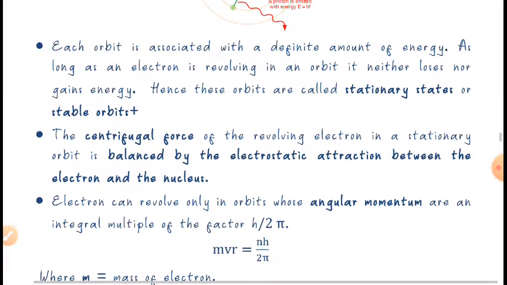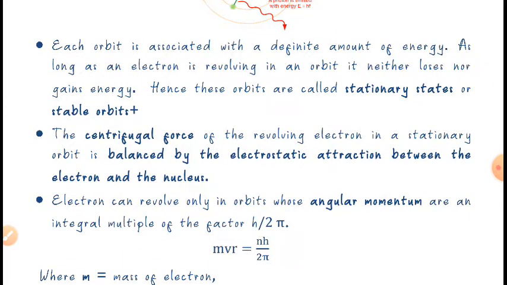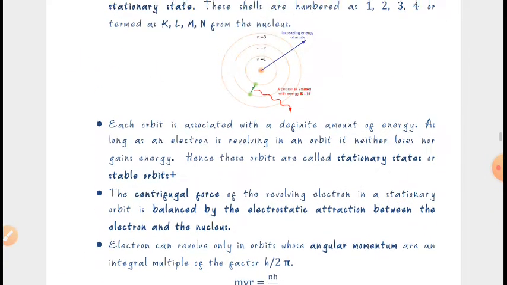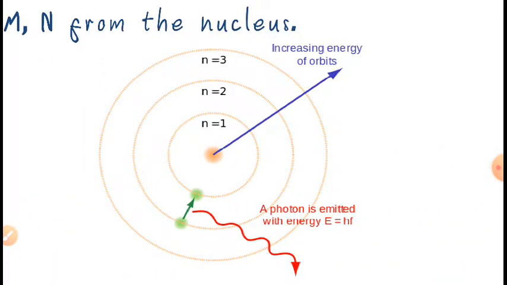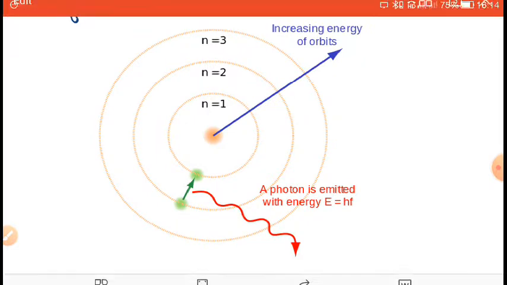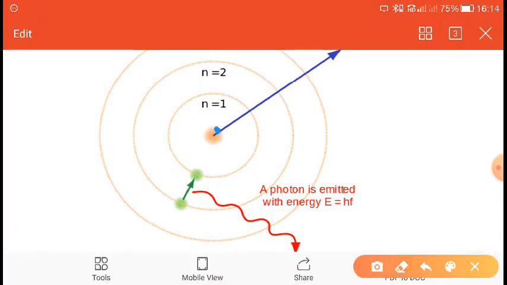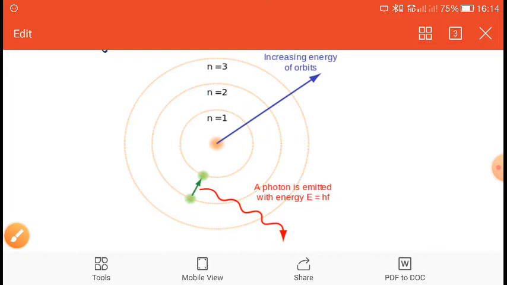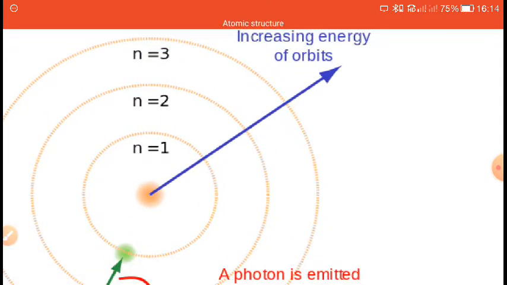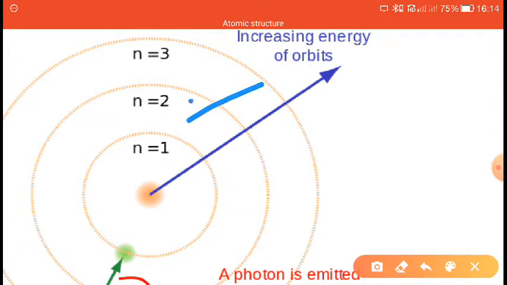Now next, he says that the centrifugal force of the revolving electron in the stationary orbit is balanced by the electrostatic attraction between the electron and the nucleus. You can see here and easily find this out. When the electron is revolving around this nucleus like this, at the time of revolving it will generate centrifugal force. So that centrifugal force will make the electron move outward, this way.